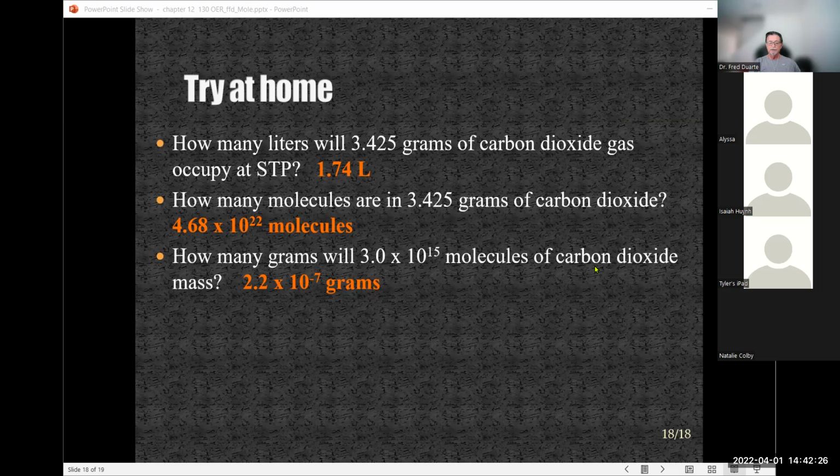So how many liters is 3.425 grams of carbon dioxide gas? Okay, so that should be 1.74 liters. How many molecules are in 3.425 grams of carbon dioxide? You should come up with 4.68 times 10 to the 22nd molecules. And then finally, how many grams will 3.0 times 10 to the 15 molecules of carbon dioxide mass? How much would it weigh? Very small weight, 2.2 times 10 to the negative 7 grams.